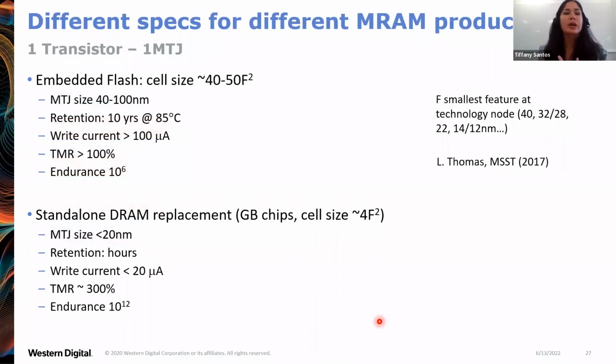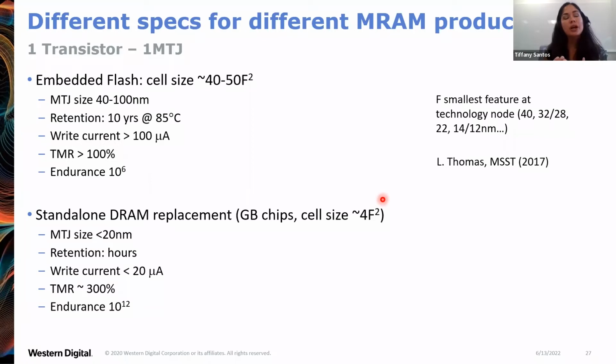And for different MRAM products, you can tailor the properties of the MRAM stack toward target values. For example, for embedded flash, which is a product now, they typically use magnetic tunnel junction bit sizes of 40 nanometers and above, and the retention is targeted to be 10 years at an elevated operating temperature. Write current above 100 microamps, TMR over 100%, and endurance about 1 million cycles.